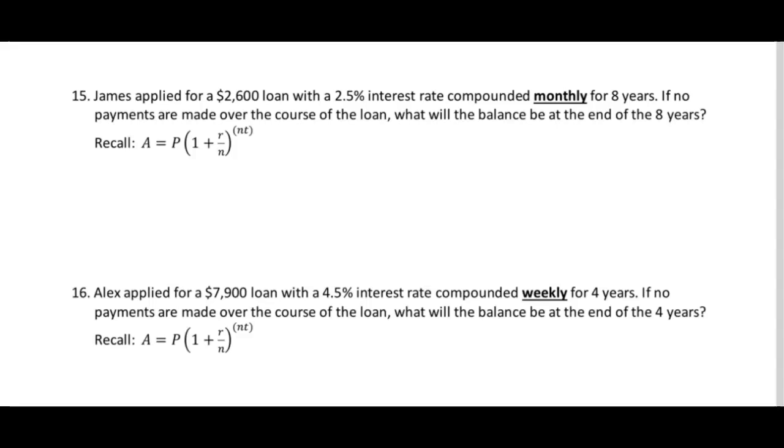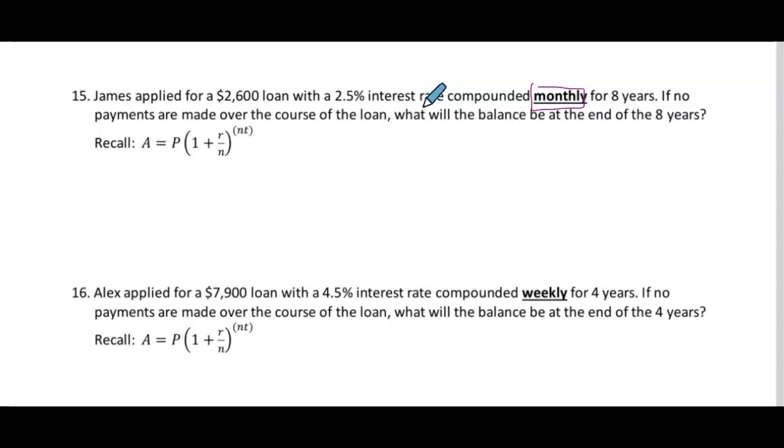Okay, page 5 of the math section of your final exam study guide. So we are applying for a $2,600 loan. We have an interest rate compounded monthly. Okay, that's going to change the formula. The formula is written here for you for 8 years. No payments, so it's just that money doing its thing.